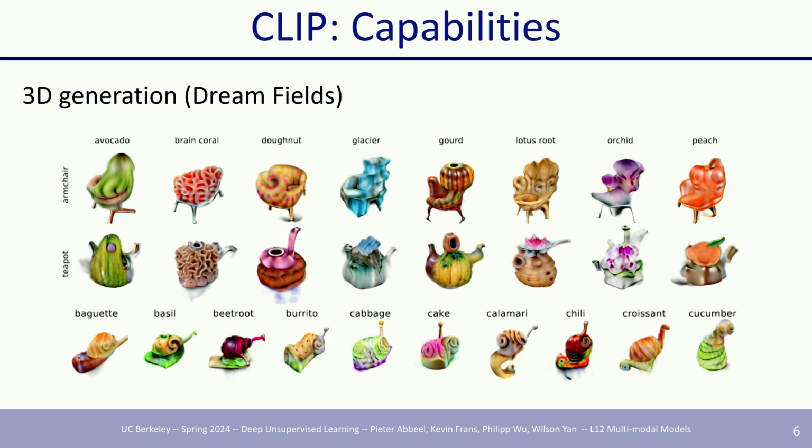So if the text caption was an armchair in the shape of an avocado, then you would start with random parameters. You would use a NeRF to render an image of the 3D object, and then you would feed that through the CLIP image encoder, compute the CLIP score, and backpropagate to update the NeRF parameters. There's some more NeRF-specific things to encourage it to generate image-like objects, things to encourage the occupancy of the resulting 3D structure, but at its core, it's essentially just optimizing CLIP.